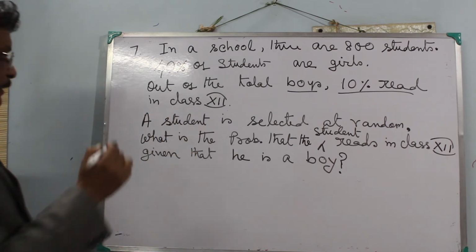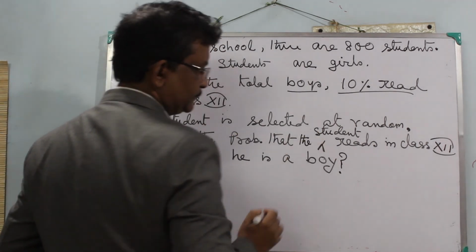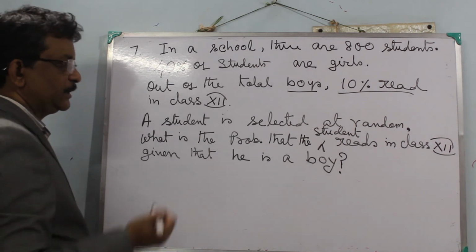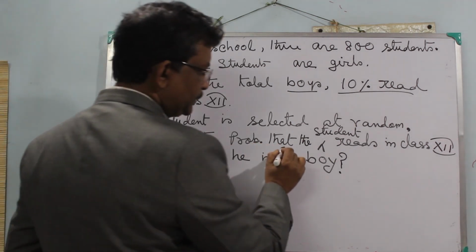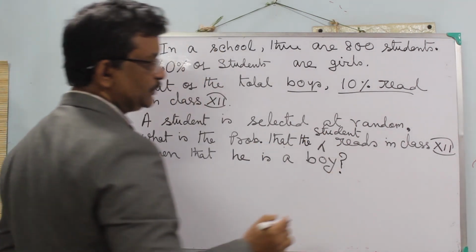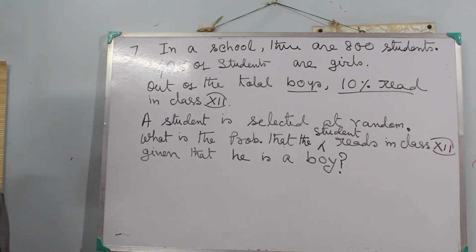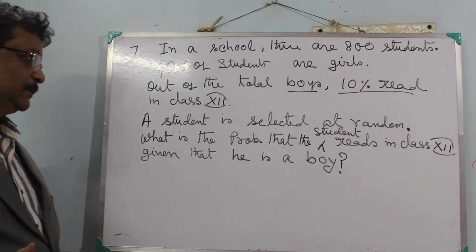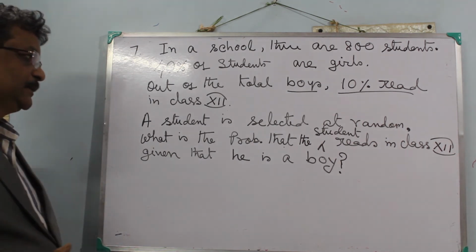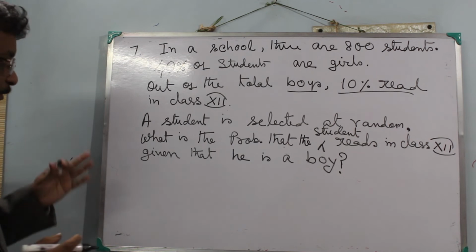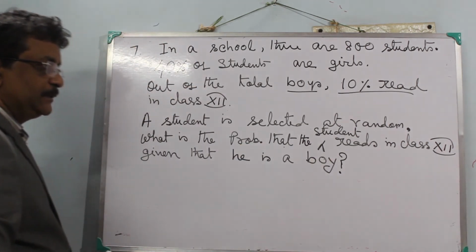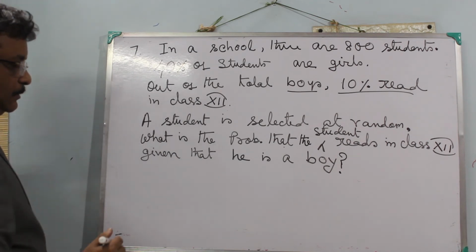In the class, a student is selected at random. What is the probability that the student reads in class 12? It is given that he is a boy. If he is a boy, what is the probability that he reads in class 12?